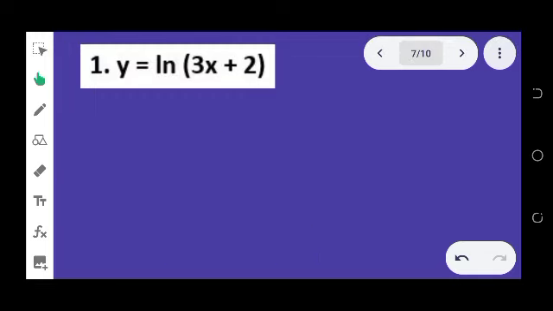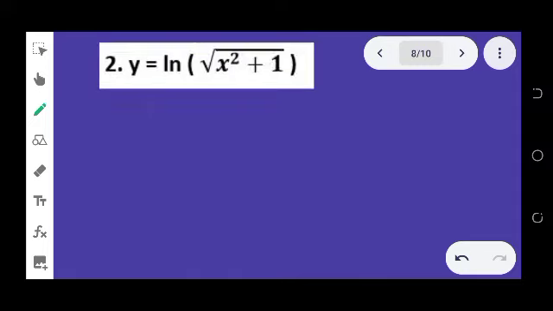First one, you have y equals ln of 3x plus 2. To get the derivative, you have y prime equals the derivative of the argument. The argument is 3x plus 2. The derivative of 3x plus 2 is just 3, all over the argument, which is 3x plus 2. And this is our answer. No need for the chain rule.